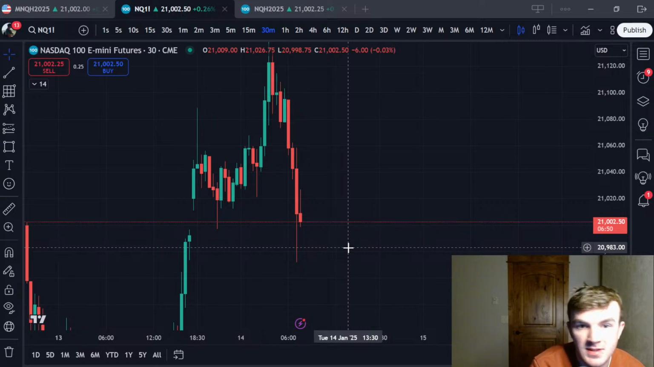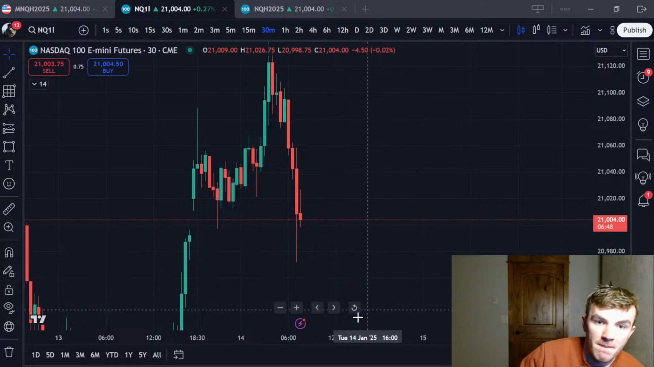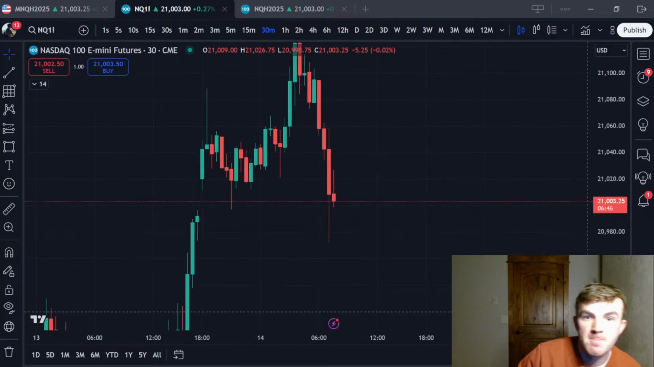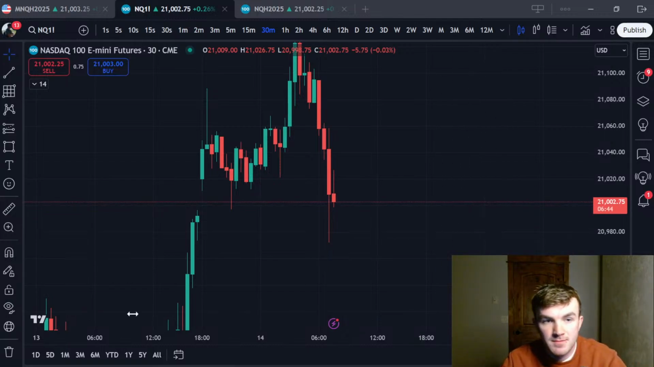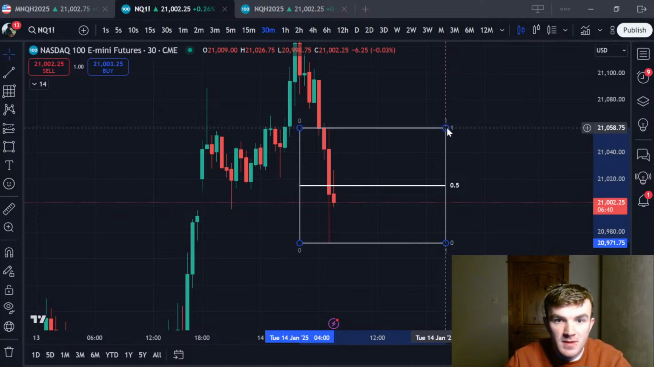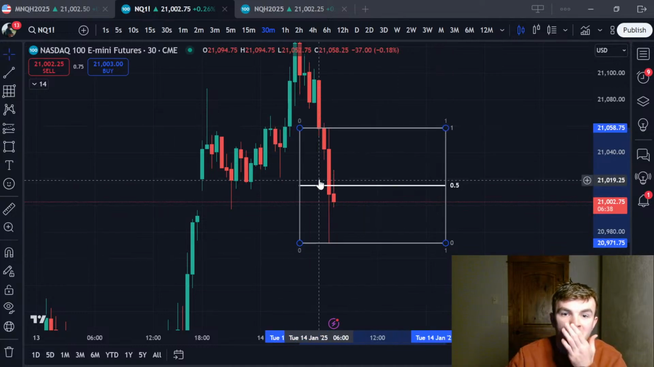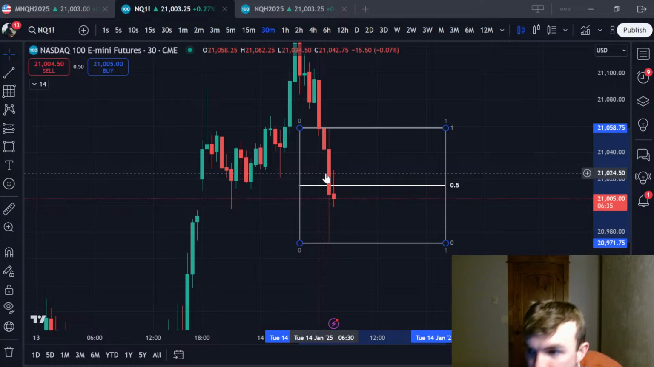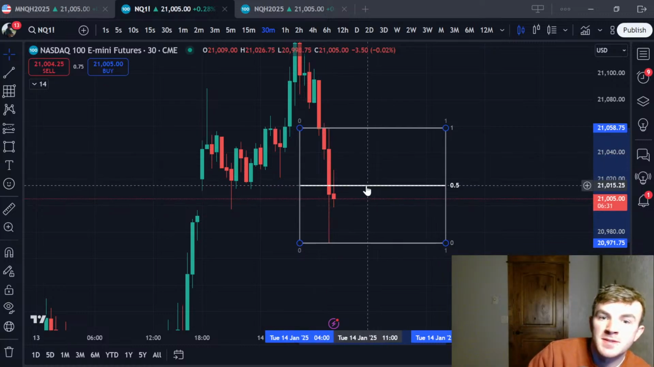We could end up getting this 30-minute CRT. But it's kind of not super useful because we already hit the midpoint. I'm not going to mark it out, honestly, just because of that.